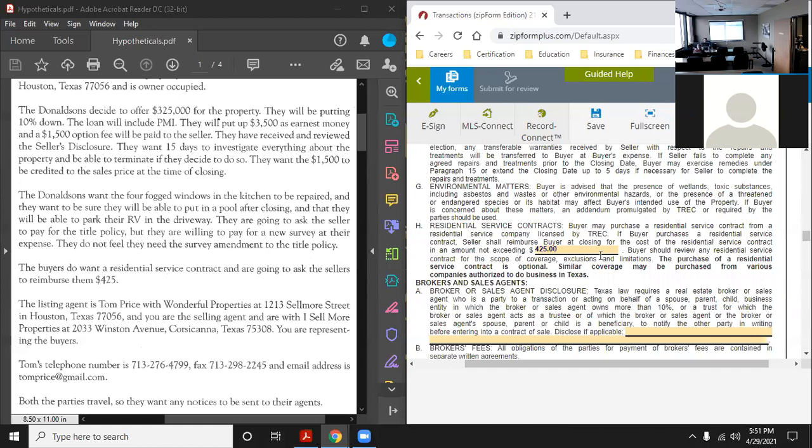Now what this is saying is that the buyer always pays the home warranty. They're ordering it, they're paying for it, but the seller can reimburse the money. So just because the seller is reimbursing them $425 does not mean the seller is buying the home warranty. The seller is just reimbursing them for $425 of whatever they want to put in for a home warranty.